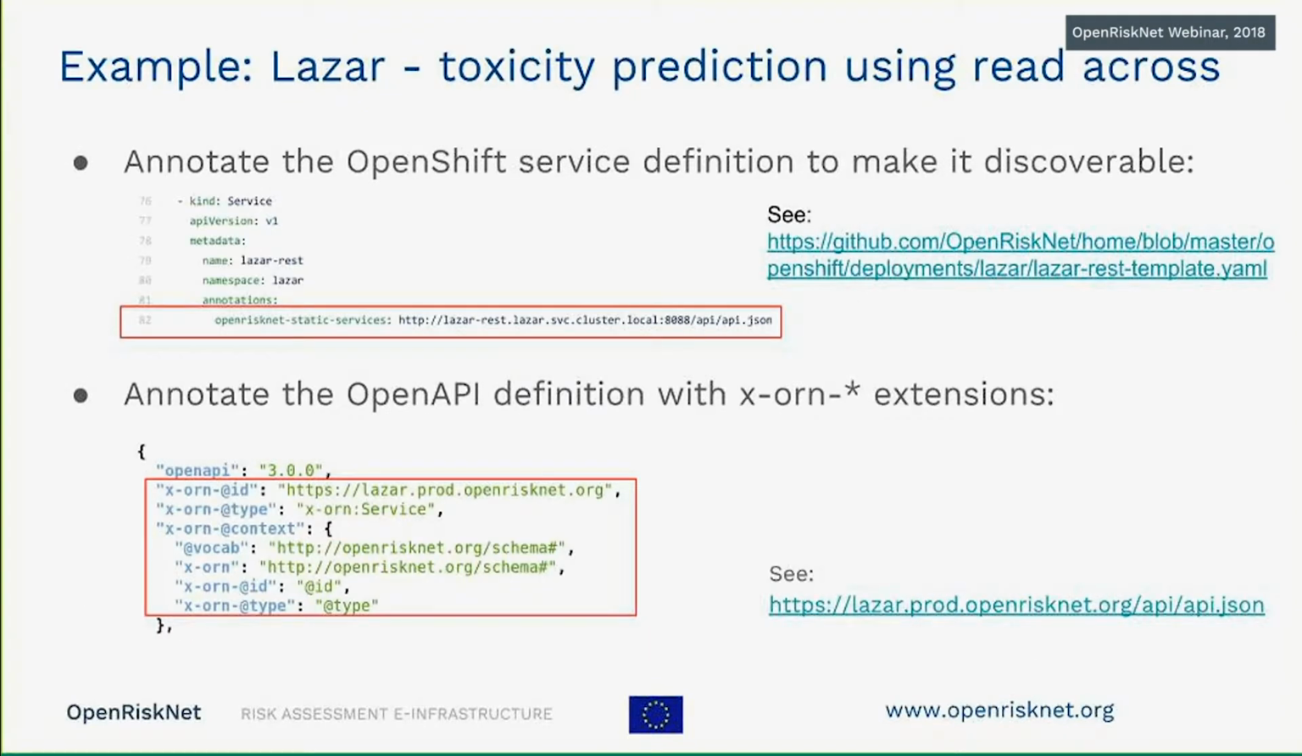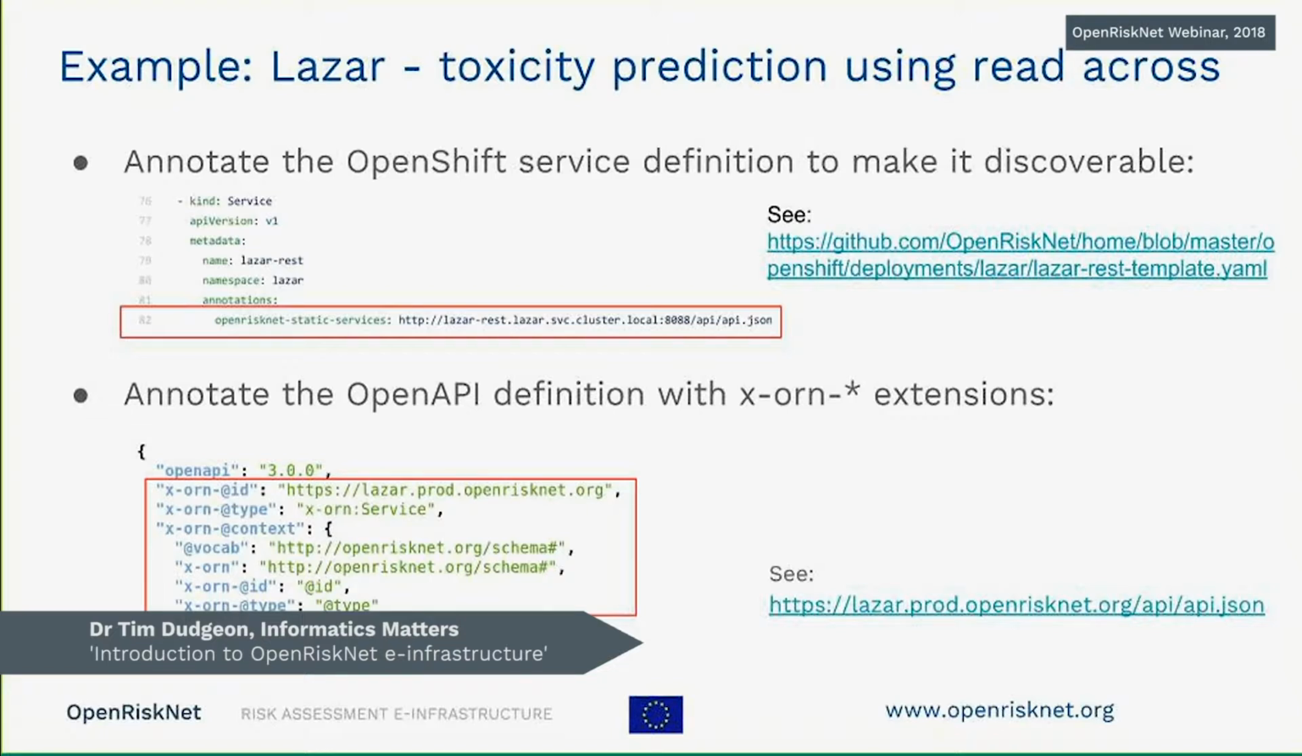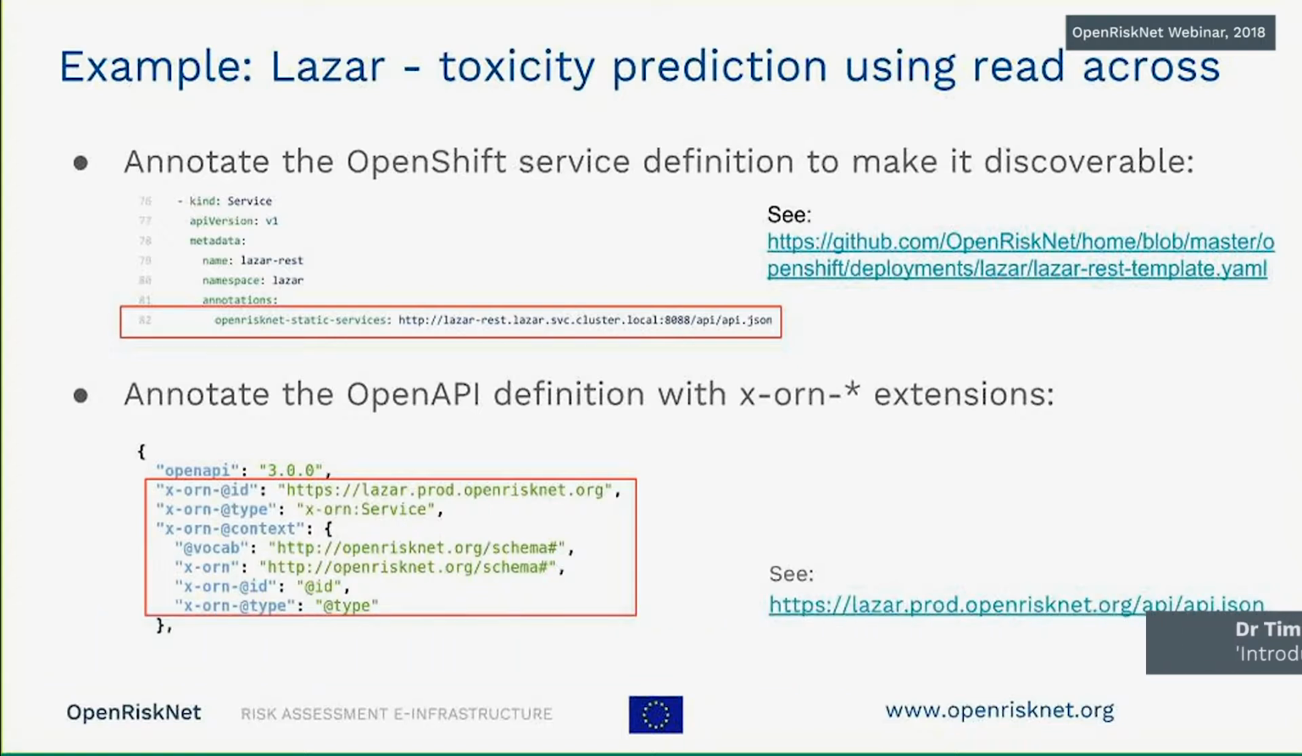So this is a very simple example of this in action. It's one of the applications called Lazar, which is a toxicity prediction using read across. You firstly annotate the OpenShift service with this information, OpenRiskNet static services, and then the URL that is the Open API endpoint. Then the registry will go to that endpoint and parse it, and a small part of it is shown in the bottom bit, and it extracts out the relevant information, and that's what these X-ORN identifiers are. I hope you get the rough idea here. Obviously, there's a lot more detail to this, and you can see both of those examples on the links that are shown there.